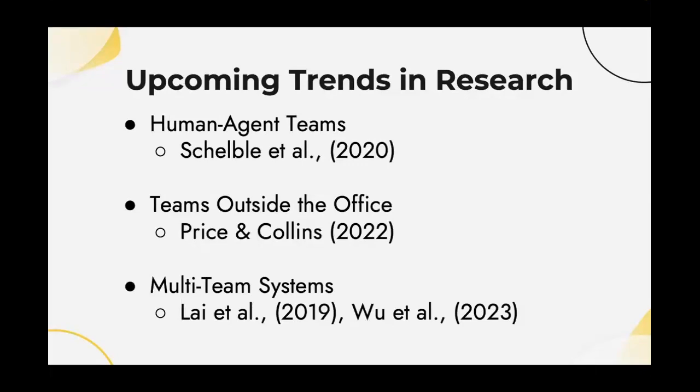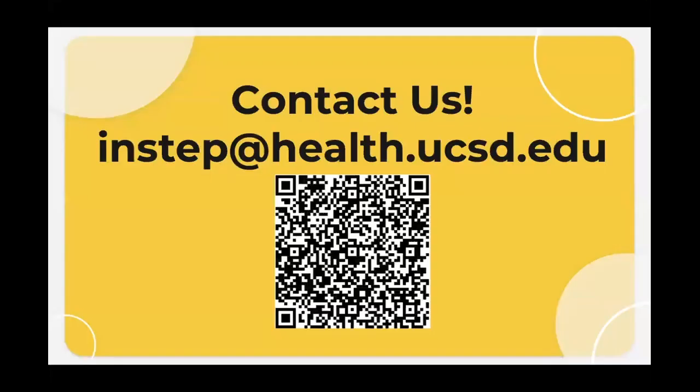Secondly, recent research has explored teams outside of traditional office contexts. For example, Price and Collins implemented an intervention to formulate and evaluate shared mental models between soccer coaches and players. Lastly, multi-team systems occur when multiple teams interact together to serve a larger shared goal. But dissimilarity of the shared mental model between subteams has been linked to enhanced team conflict and decreased implementation of system knowledge.